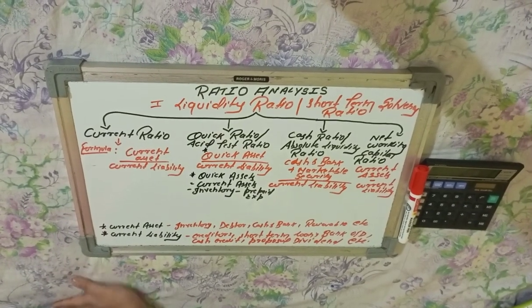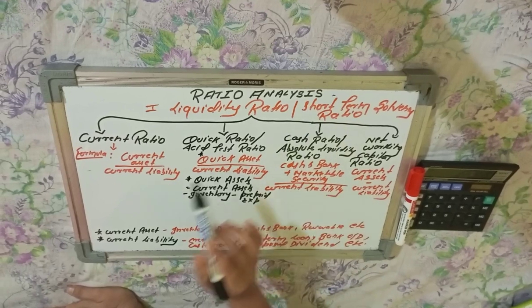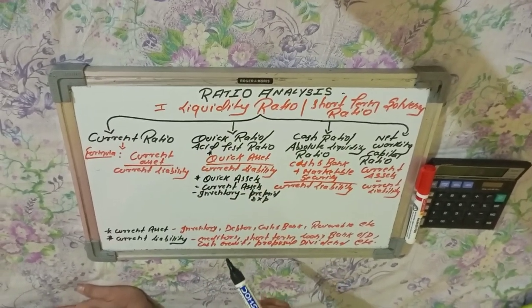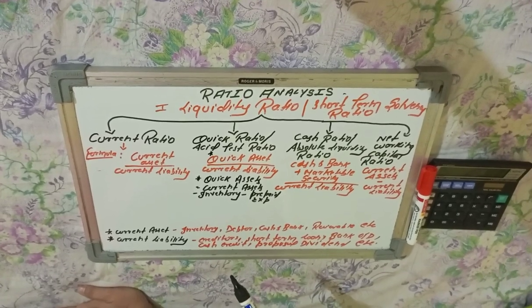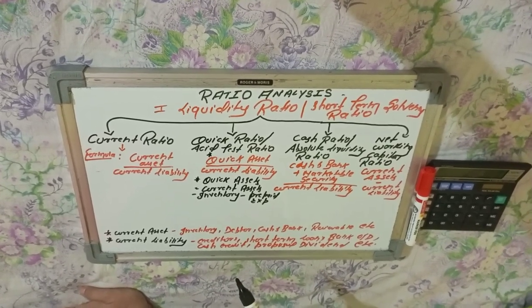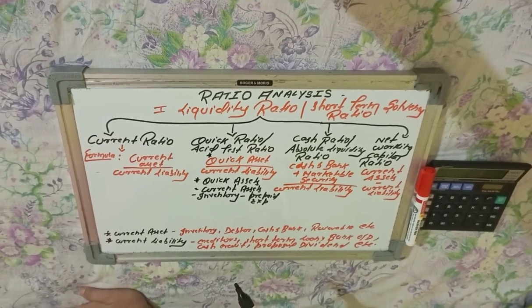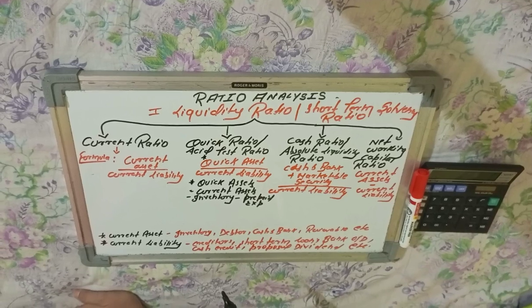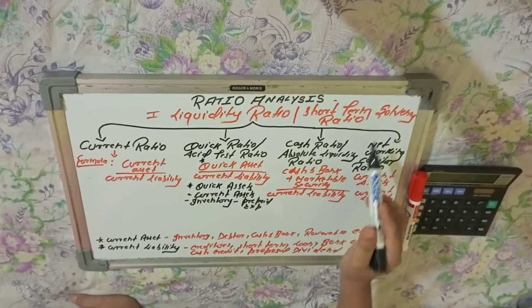Today we will be reading about ratio analysis. There are many types of ratio. The first being the liquidity ratio, the second being the solvency ratio, third being the activity ratio, and fourth being the profitability ratio. So today we will be reading the liquidity ratio, which is the short-term solvency ratio.